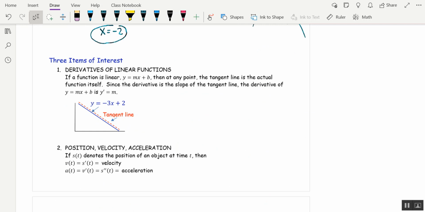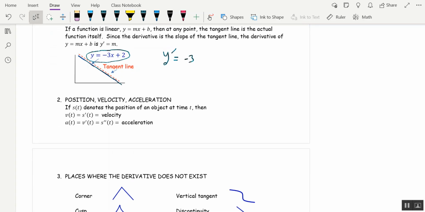Okay, so 3 items of interest. Derivatives of linear functions. The tangent line to a graph is the best linear approximation of that graph at a point. Well, if the graph is already a line, then the tangent line is just the line itself. So if you have a line like y equals -3x plus 2, the tangent line is the same line. And so the slope of the tangent line, y prime, would be -3. And that's constant. Everywhere the slope will be -3. And we'll use that on the next page.